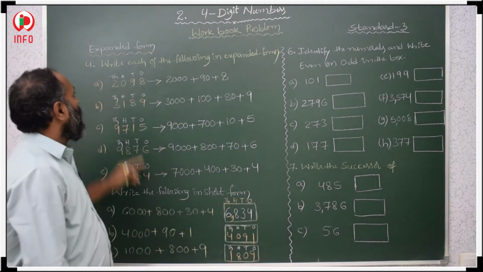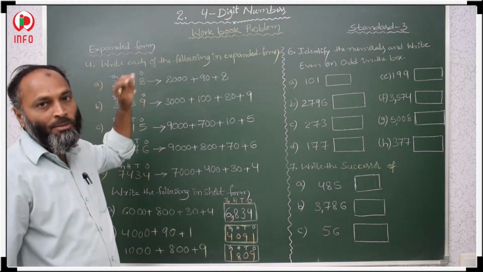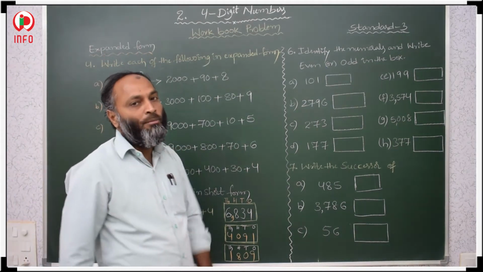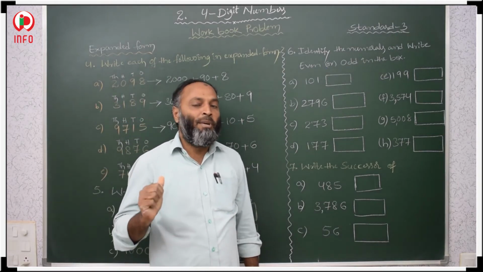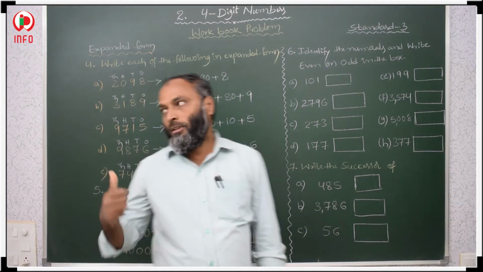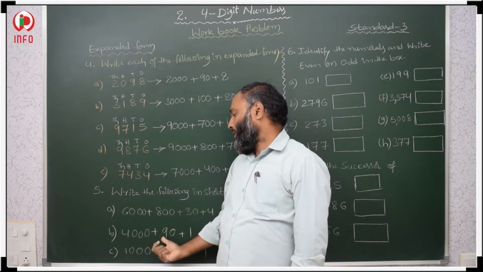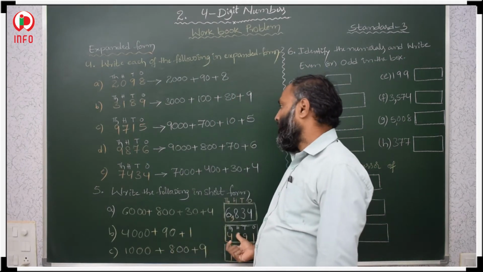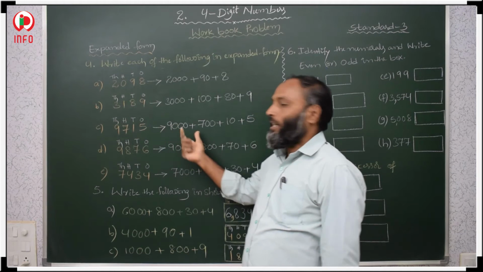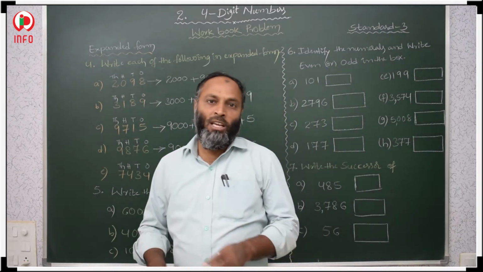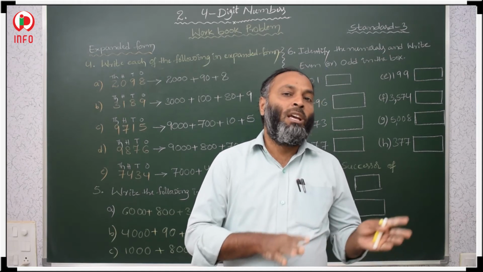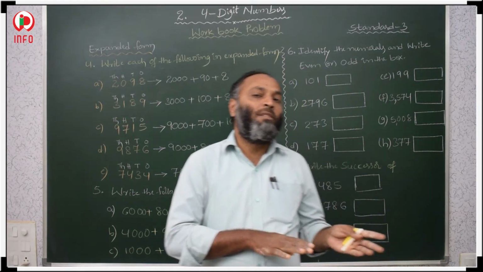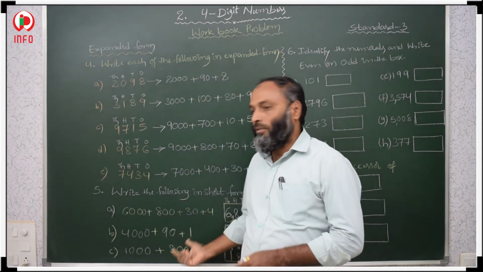So these all are expanded forms of 4-digit numbers. How many digits? 4-digit numbers. When expanded form is given, then write the short form. Whatever the question, if short form is given, then you have to write the expanded form. If expanded form is given, then write the short form, you follow this one. Okay?